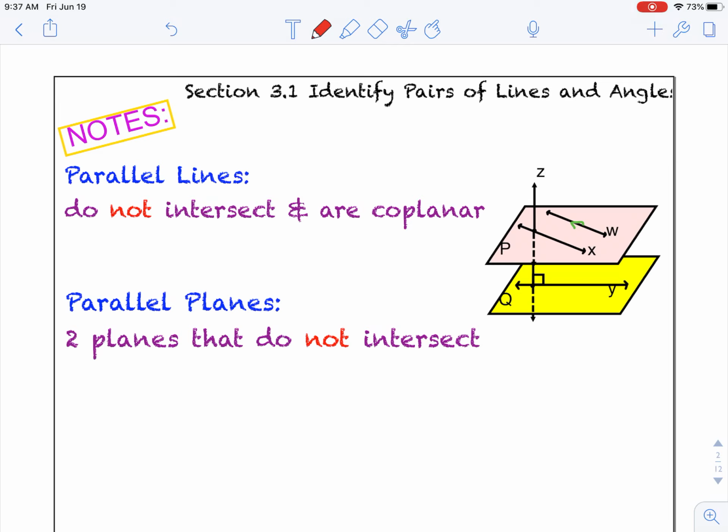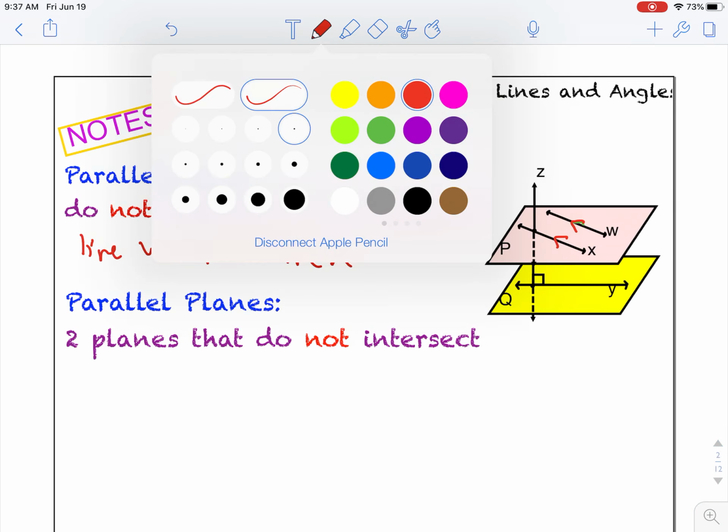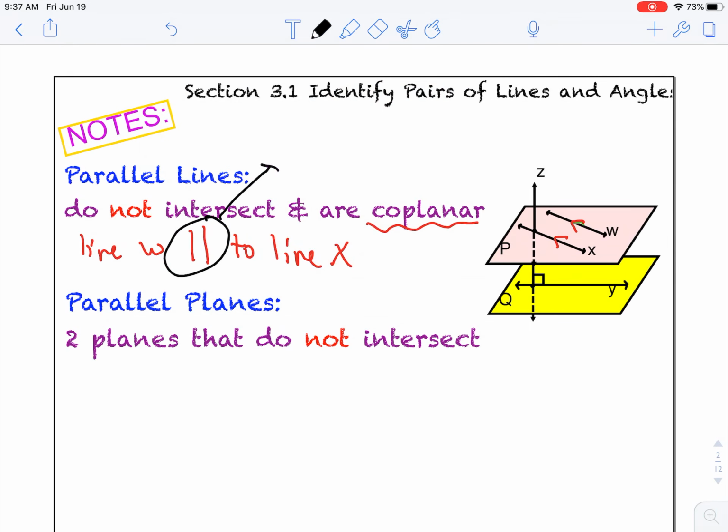Parallel lines you are probably pretty familiar with. They do not intersect and they are in the same plane. So you have to make sure you understand, then remember that these are in the same plane. So we could say that these two lines are parallel because of the markings I just made, which is a little arrow. And so we could say that line W is parallel to line X. And that symbol right there is the symbol we use, that means it's parallel to.